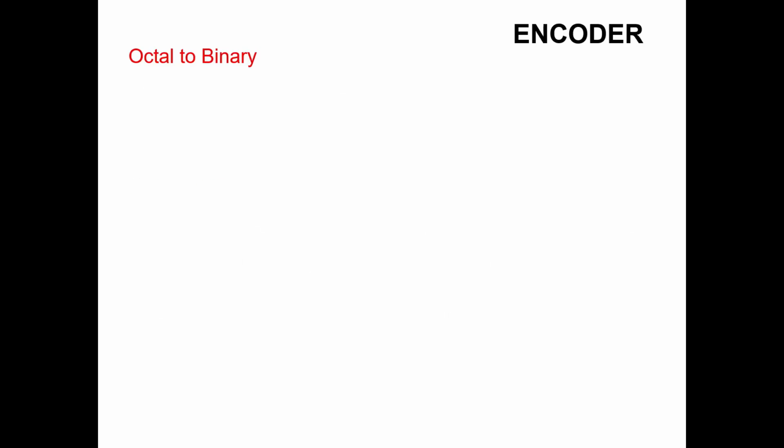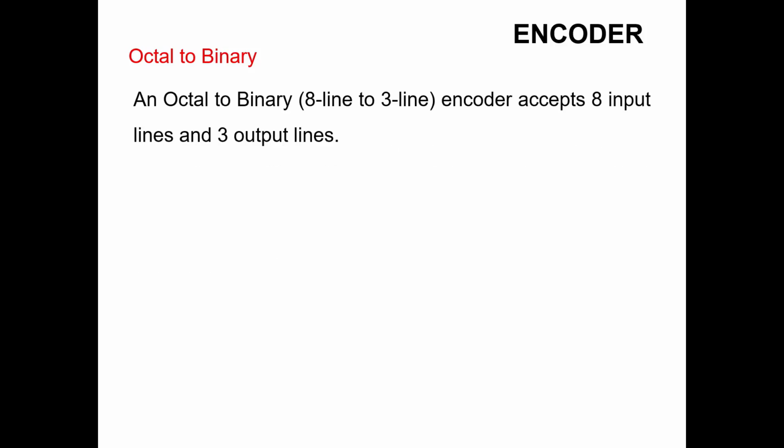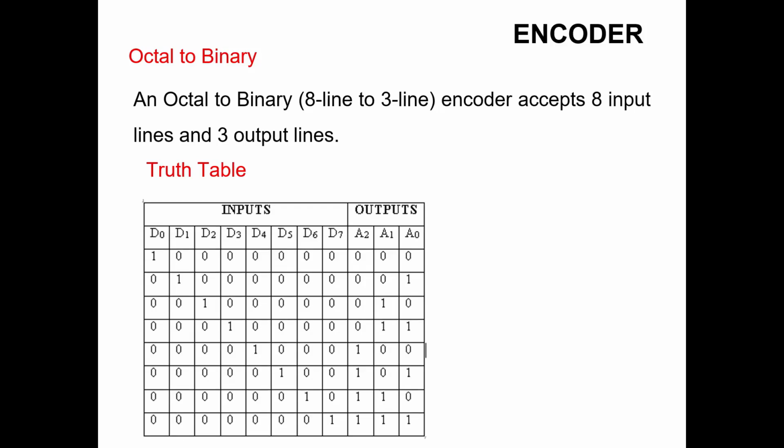We will take the example of an octal to binary encoder. An octal to binary, also known as 8 lines to 3 lines encoder, accepts 8 input lines and there are 3 output lines. The truth table of the octal to binary encoder is given in the following table. We have here 8 inputs and 3 outputs. The inputs are D0, D1, D2, D3, D4, D5, D6 and D7, while the outputs are A0, A1 and A2.